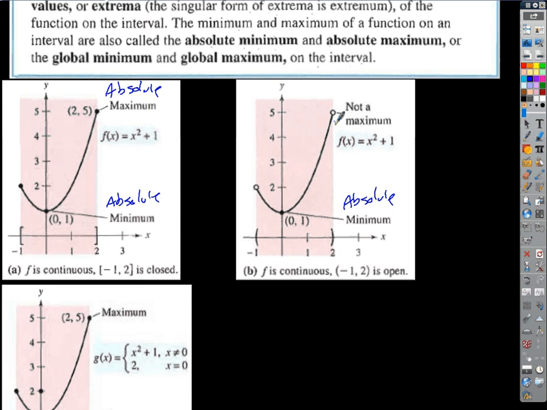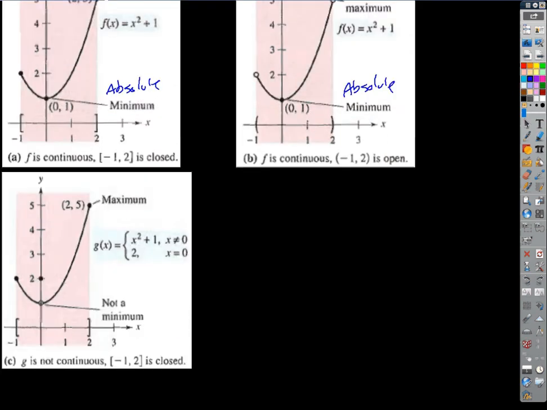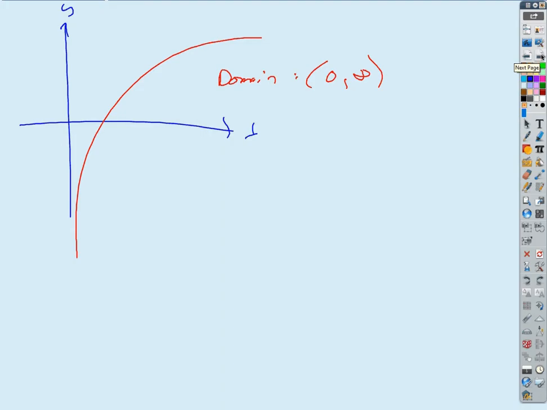So this is a case where we'd only have an absolute minimum, and here's a case where we wouldn't have an absolute minimum, but we'd have an absolute maximum, because there's a hole at the vertex, okay? Get the idea, okay? All right.